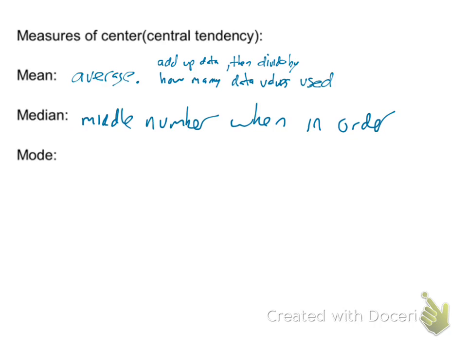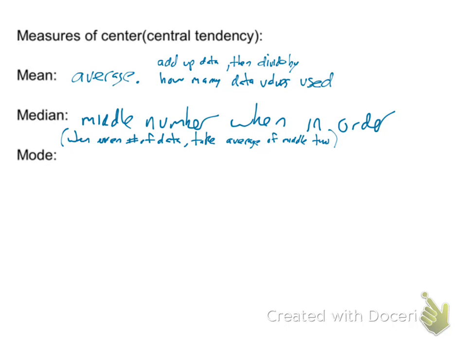So, put in parentheses, when even number of data, take average of the middle two, right? Take the average of the middle two when there's an even amount of data. Even number of data, or even amount of inputs.